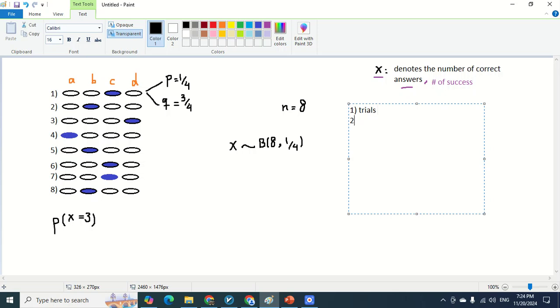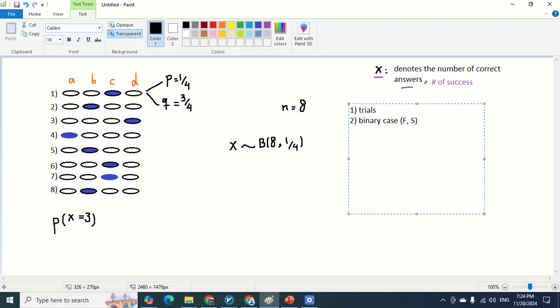The second one is two cases that we have, the binary case, I mean the failure and the success. So for each of these statistical experiments, the probability of success, or getting the thing that is our concern, is constant, and it's 1 over 4, and the other one, failure, as well.